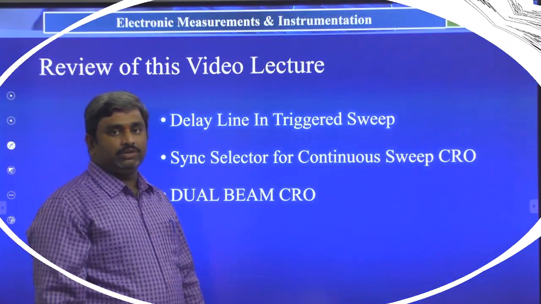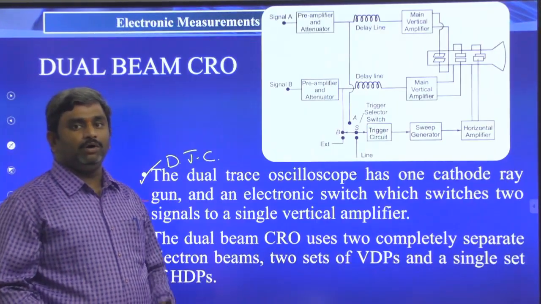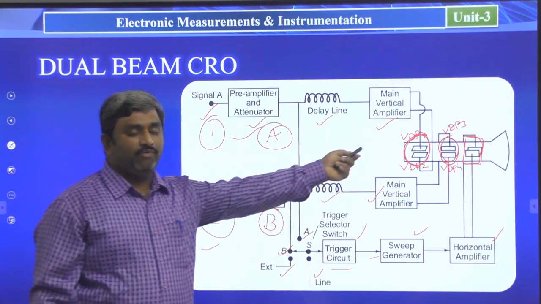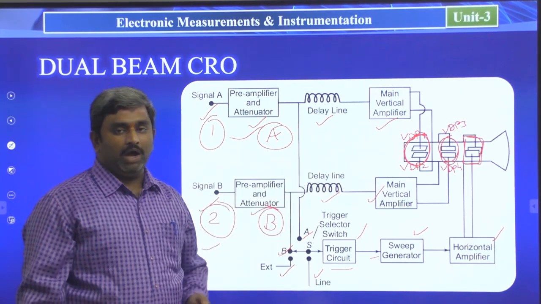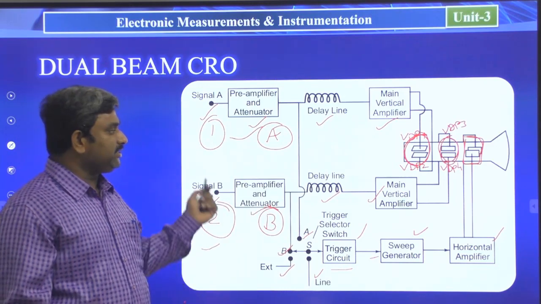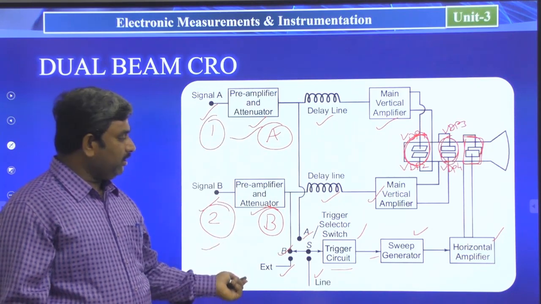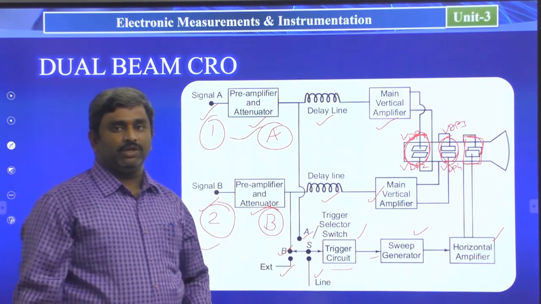Alright, so this is about dual beam CRO. It's very important to remember that this dual beam CRO consists of two sets of vertical deflection plates and one set of horizontal deflection plates. Here we have channel 1 and channel 2, channel A, channel B, and only one time base generator circuit.